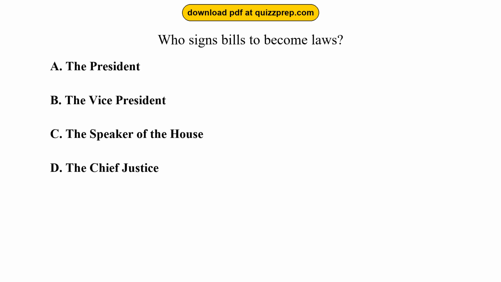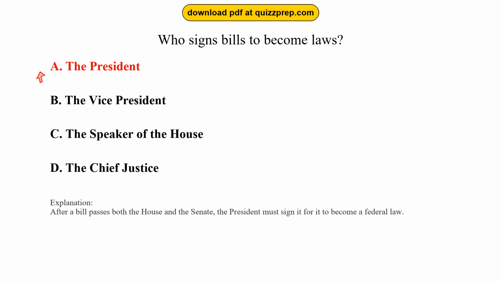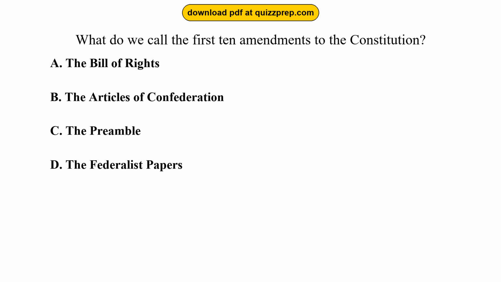Question 9. Who signs bills to become laws? Option A. The President. Option B. The Vice President. Option C. The Speaker of the House. Option D. The Chief Justice. The correct answer is option A, the President. After a bill passes both the House and the Senate, the President must sign it for it to become a federal law.